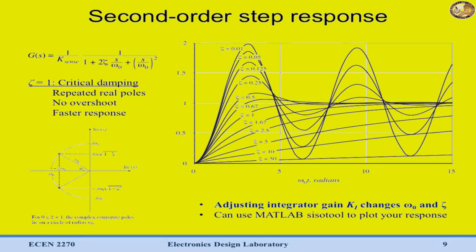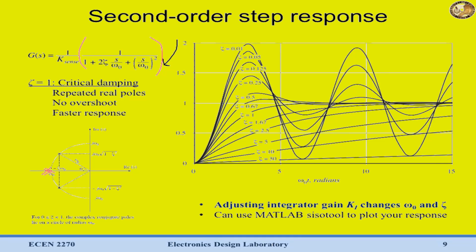Now in this case, with a critically damped system, we now have a double root for this polynomial down here. So we have two poles, but they're at the same location. What that means is that they're both right on top of each other right here.